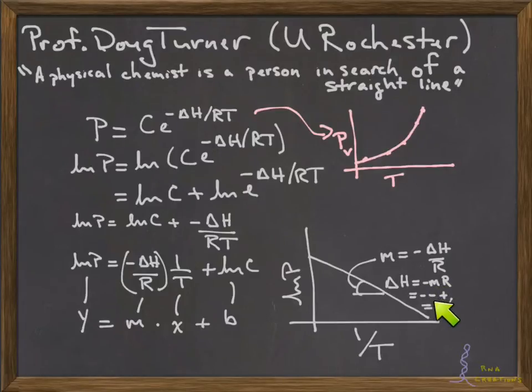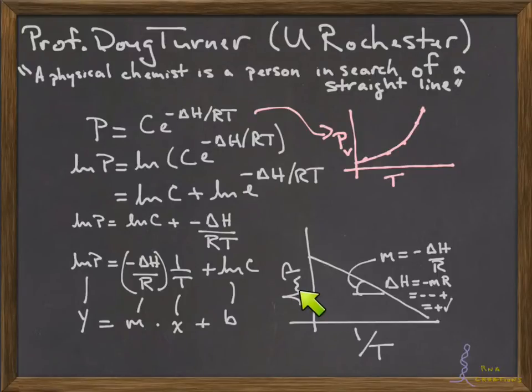The slope is negative, so that tells me delta H will be positive, and that makes perfect sense because I know in vaporization I'm going from a liquid to a gas, I'm breaking bonds, so delta H must be positive. Just a word: this sort of plot of the natural log of a variable versus 1 over T might look a little foreign to you, but you're going to come across it quite regularly in your chemistry. You see this in other relationships.